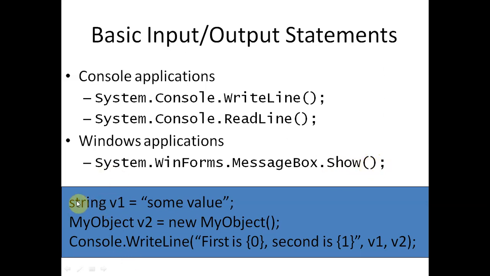Here you can see one string variable v1 equal to some value written here. So this is the message we have passed to v1, and we have one more object, v2. MyObject is the name of a class, and its object is v2 equals new MyObject. Suppose we have to print these two variables. We write Console.WriteLine, and first is 0 inside the curly brackets, meaning v1 will be displayed at position 0, and second is 1 inside the curly brackets, so v2 will be displayed at 1.